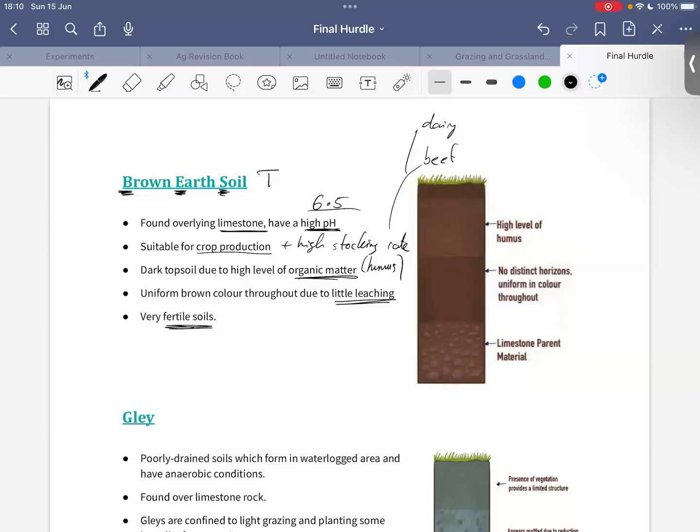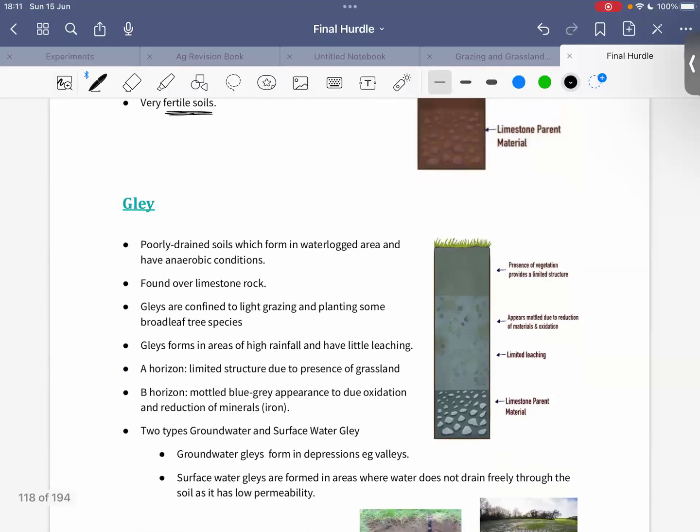Brown earth soil will be an absolute dream to come up, because what do you say about it? Anything that you know about soil, just put the word good or improved. Anything good is going to be associated with a brown earth soil. The only thing that isn't going to occur in a brown earth soil is leaching, and obviously that isn't going to be good for our soil. Everyone happy so far?